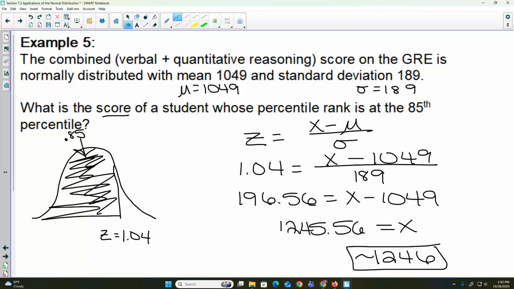So it's not that the math is all that hard, but I could ask a lot of different things with these questions. I can ask you to find a probability, I could ask you to find the z, I could ask you to find the original x value. So we just have to think very carefully about what we're being asked to find in each question.